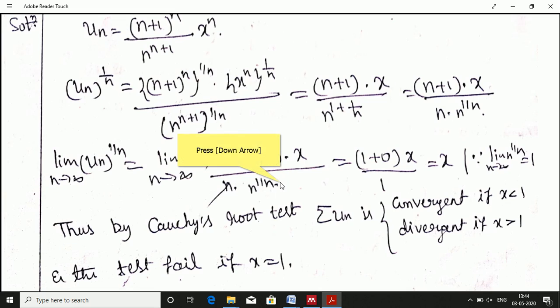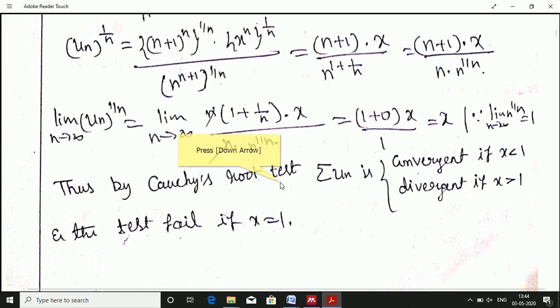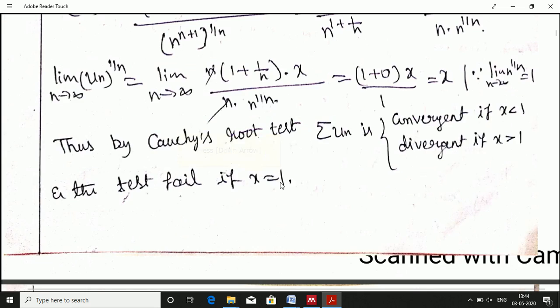Now, by Cauchy's root test, sigma un is convergent if x is less than 1 and divergent if x is greater than 1, and the test fails if x is equal to 1. I hope you followed it.